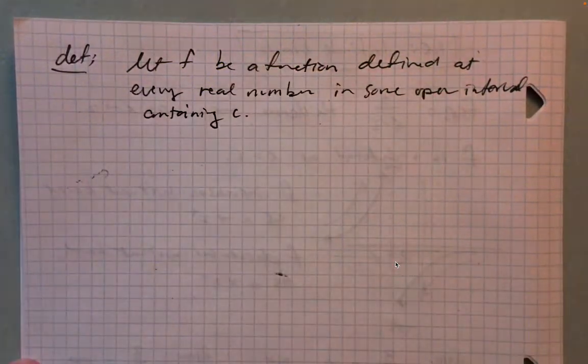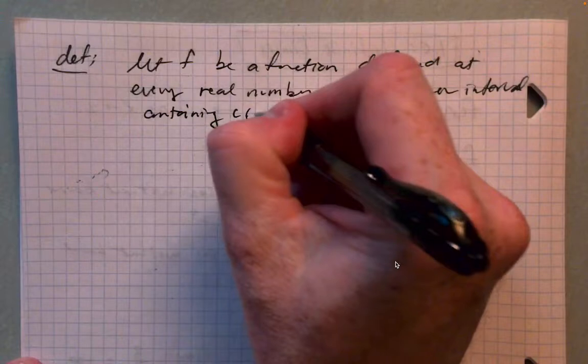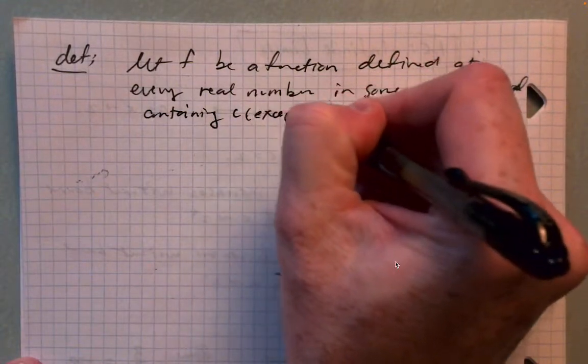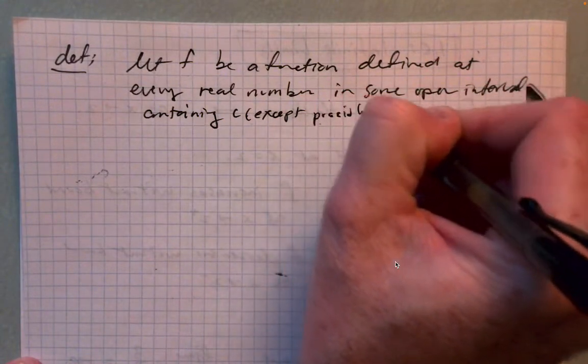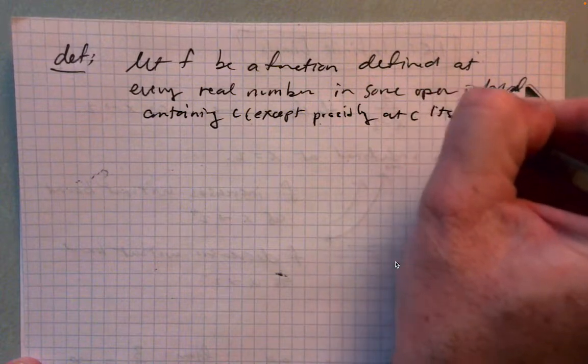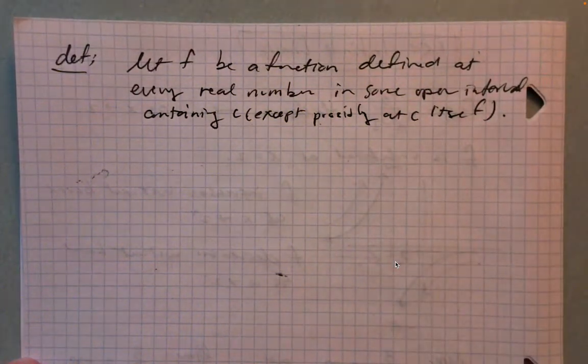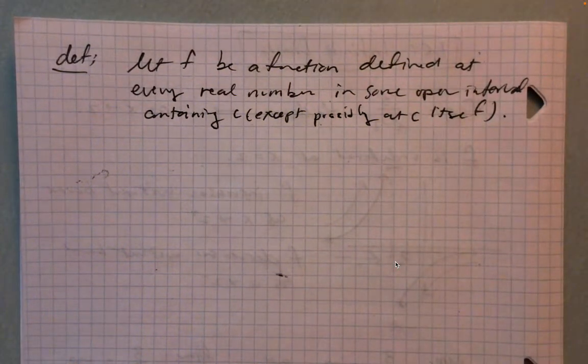And then we'll say, of course, except possibly at c itself. That's kind of like the standard disclaimer there. So we'll start with f being a function defined at every real number in some open interval containing c. c is going to be the limit point.